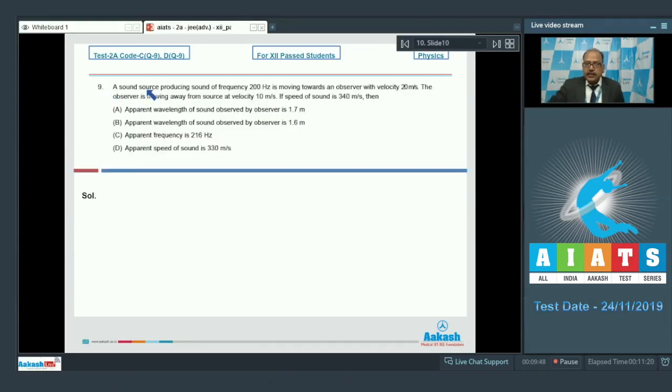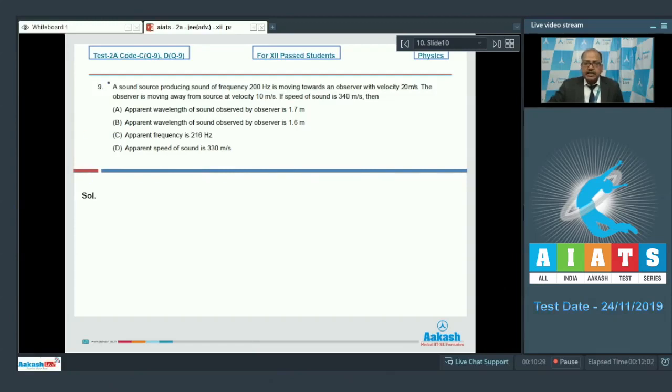Question 9 says a sound source producing sound of frequency 200 Hz is moving towards an observer with velocity 20 meter per second. The observer is moving away from source at velocity 10 meter per second. If speed of sound is 340 meter per second, then option A says apparent wavelength of sound observed by observer is 1.7 meter. Option B says apparent wavelength is 1.6 meter. C says apparent frequency is 216 Hz, and option D says apparent speed of sound is 330 meter per second.